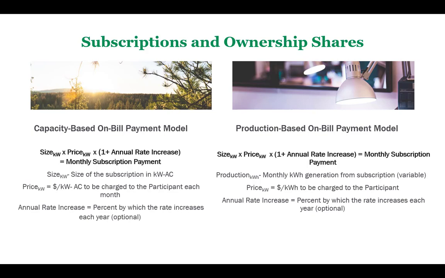The capacity-based on-bill payment model is one option for project managers to collect payments from participants. It is based on the size of the subscription in kilowatts multiplied by the price per kilowatt to be charged to the participant each month, multiplied by the percent by which the rate increases each year, paid in a monthly subscription payment. The production-based on-bill model is another option to collect payments from participants. It is based on the monthly kilowatt-hours generated multiplied by the price per kilowatt-hour rate multiplied by the annual rate increase.